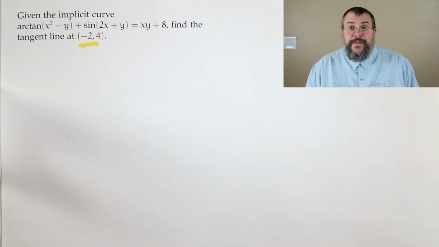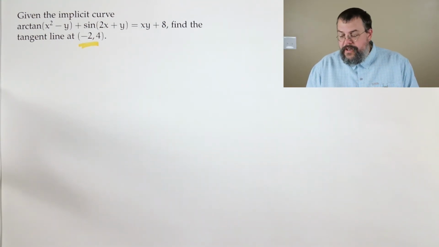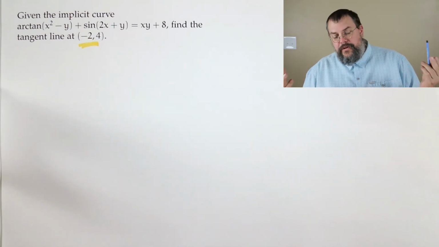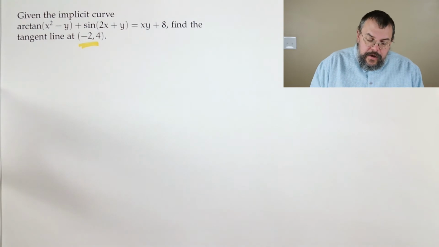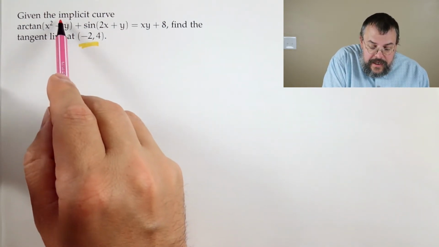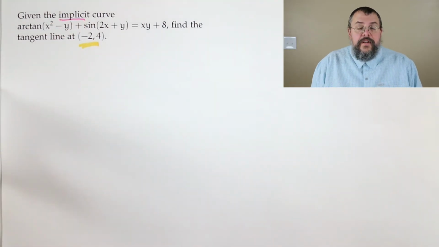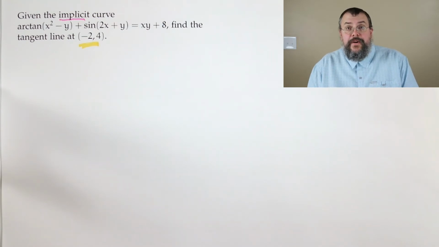Now, what's left? We need the slope. So, here we go. Now, notice what kind of differentiation tools are we going to need? Well, we're going to need to know the derivative of arctangent and sine and product, but there's another key word right here, implicit. So that really says we need implicit differentiation.